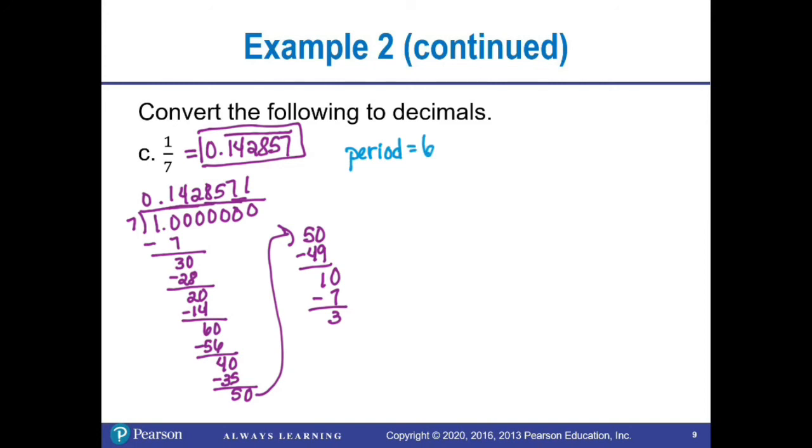Join me in the next video as we look at writing a repeating decimal as a fraction.